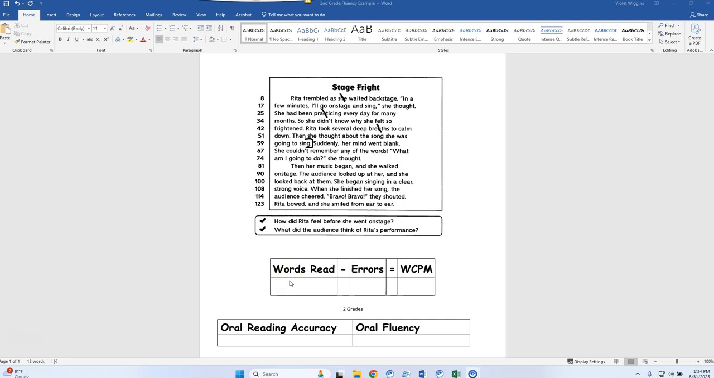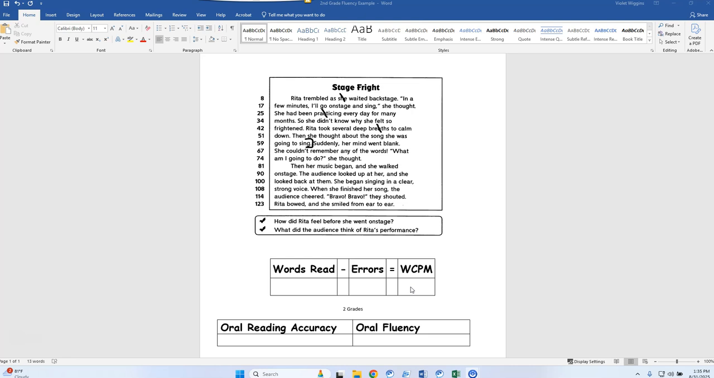Now we're going to subtract the errors. So the errors are the mistakes that the student made while reading. So 1, 2, 3. Three mistakes were made. So what we have here is, of course, 54 minus the 3, which will give you 51 words correct per minute. Now that is all you have to do.